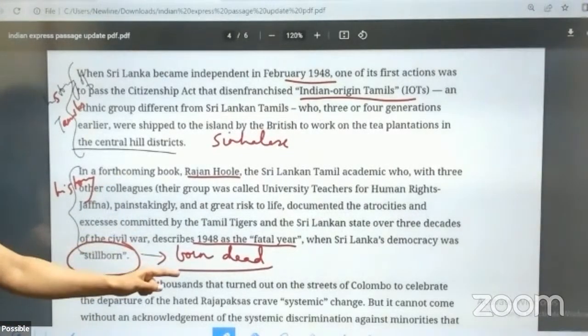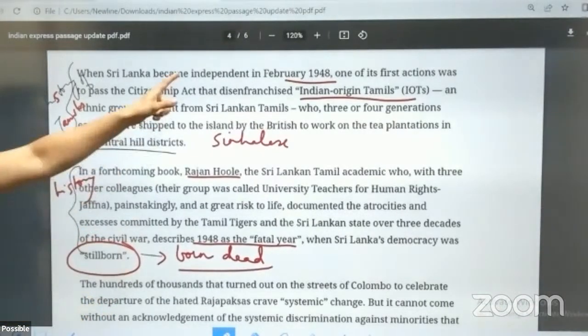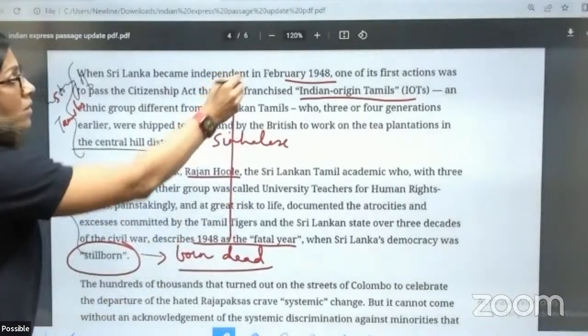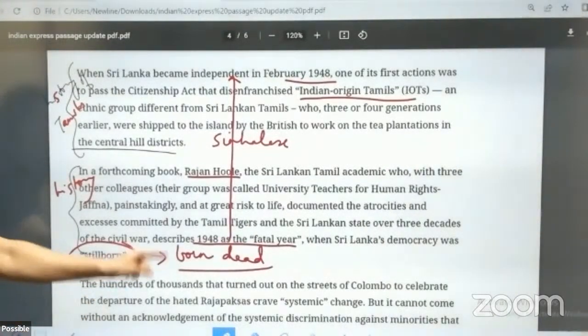So in 1948, why is that a fatal year and democracy is still born? Because go back, line 1 tells you that Sri Lanka became independent in 1948. That means this was the first time that Sri Lanka came on its own. It was the birth of the democracy. But this democracy was lifeless. Why is the author calling it lifeless? You can get the answer from these two paragraphs.